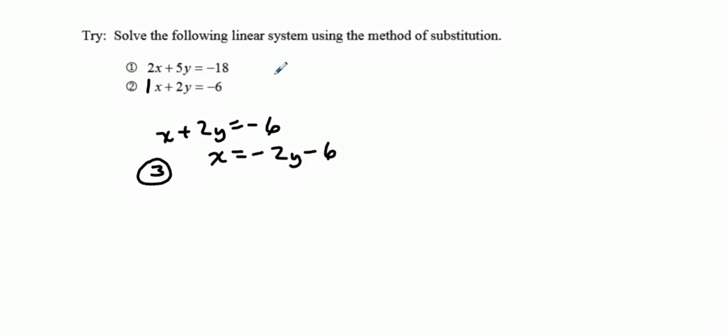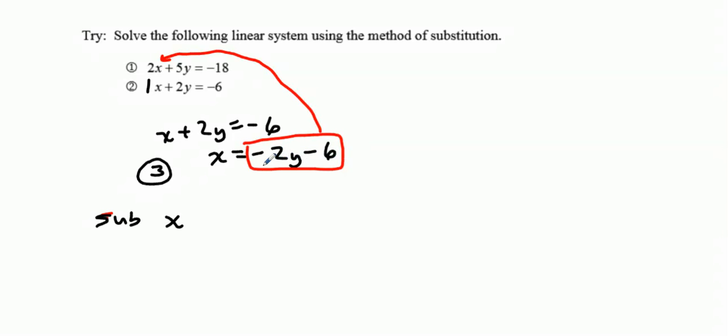Okay, so now what I want to do is I want to do my substitution. So I know that this came from number 2, so I have to take this side here and substitute it into the first equation where there's an x. Okay? So I'll just write that out. So I'm going to sub x equals negative 2y minus 6 into number 1.